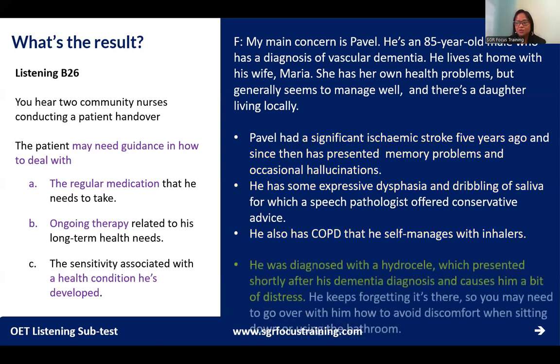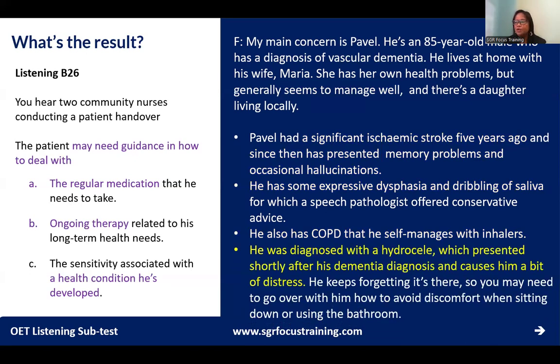We then continue listening. We heard that he was also diagnosed with hydrocele, which presented shortly after his dementia diagnosis. Presenting shortly means a health condition that he has developed. It's a new one, okay? And then we were told that he keeps forgetting that it is there, that we may need to go over with him how to avoid discomfort when sitting down or using the bathroom.